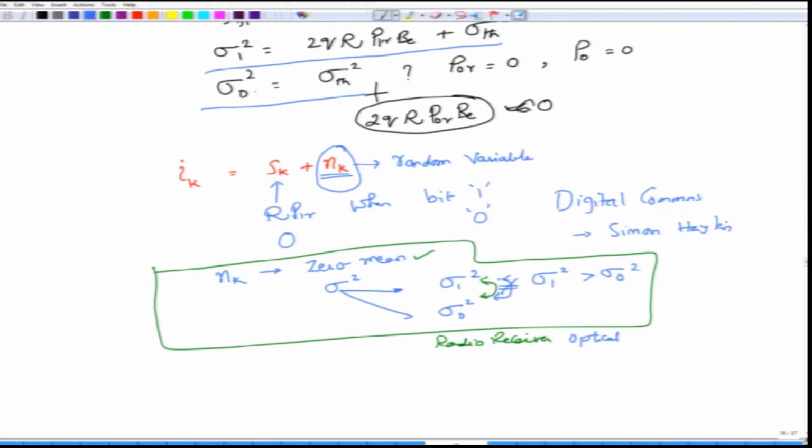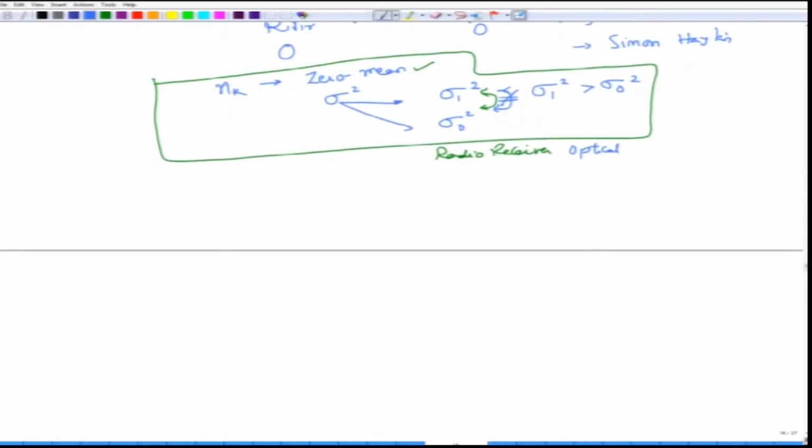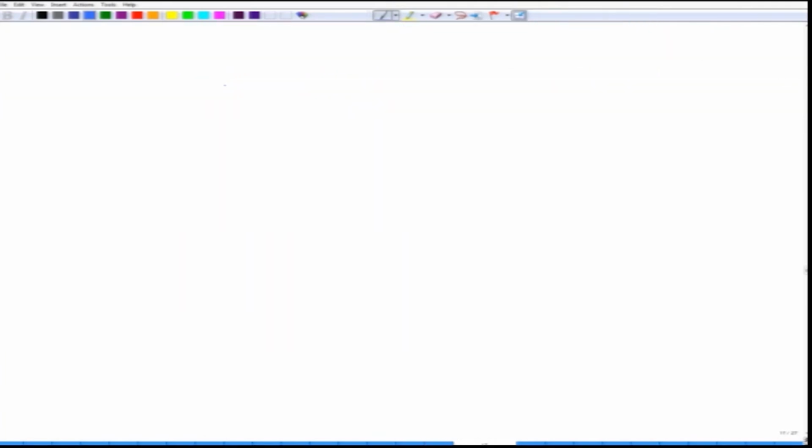Sigma 0 square is the noise variance when you have transmitted bit 0, and that noise just includes thermal noise, whereas sigma 1 includes both thermal as well as the shot noise component. So, the variance itself depends on the input that you have transmitted, and if you sketch the probability density function of this noise process, let us say there is the noise process corresponding to bit 0 and the noise process corresponding to bit 1. f of n0 is the noise process when I have transmitted bit 0, and f of n1 is the noise process when I have transmitted bit 1.